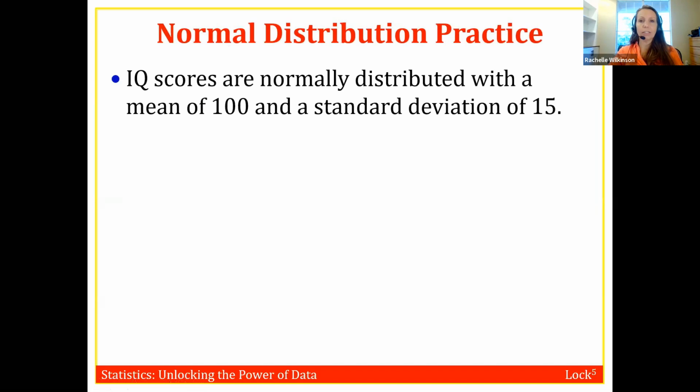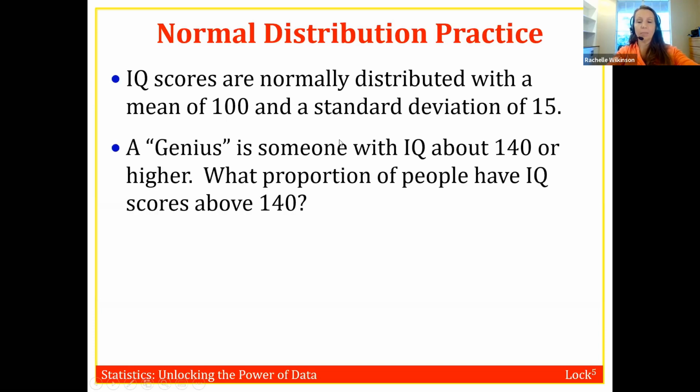So let's look at a little example of how we're going to be able to use a normal distribution and find an area under the normal distribution curve to answer a question. This particular one says IQ scores are normally distributed with a mean of 100 and a standard deviation of 15. A genius is somebody with an IQ of about 140 or higher. So we want to know what proportion of people have IQ scores above 140. Because we know these are normally distributed, and we know the mean and standard deviation of all IQ scores, we can use area under the normal distribution curve to answer this question.